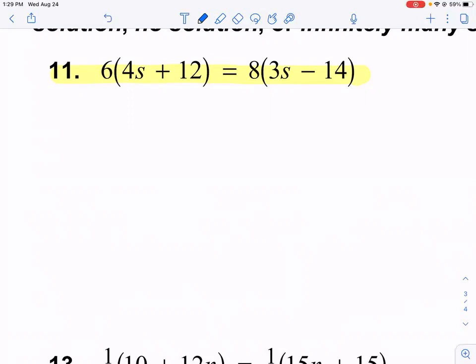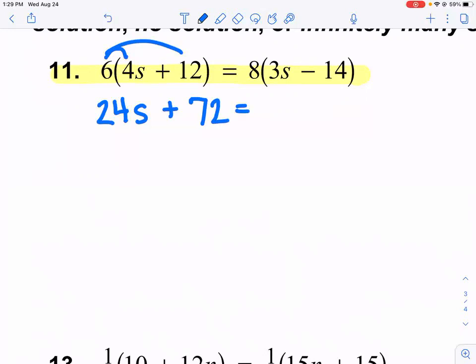The first thing we need to do in this equation. Kane, what do you think? What is the first thing we need to do? We need to distribute. Oh, and we got to do it twice. So let's distribute the 6 through first. We have 24S plus 6 times 12. 72. You sure it's 72?